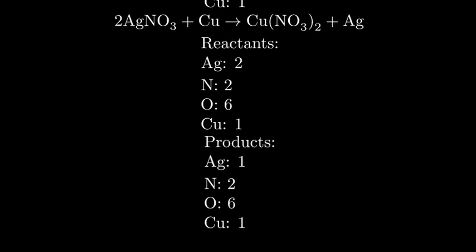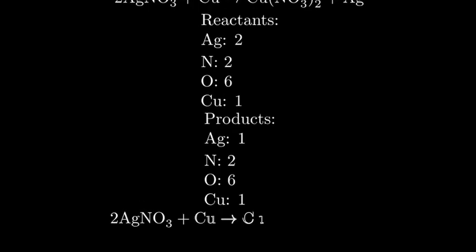Now we need to balance the silver atoms. We have two silver atoms on the reactant side, but only one on the product side. So we'll multiply Ag by 2 on the product side.